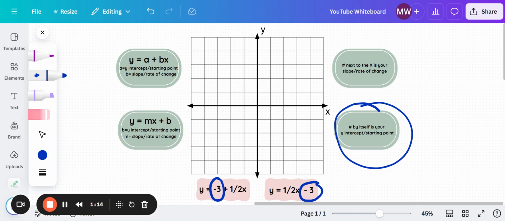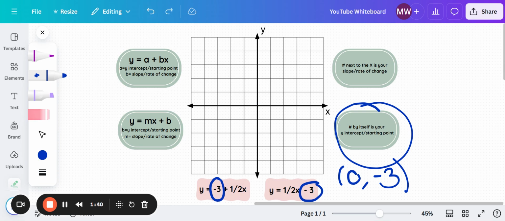Remember, our y-intercept can be written as a coordinate pair, a point. 0 always comes first, and then our starting point is the second number. That tells us where to go on the y-axis. So we start at the origin right here. That is 0, 0. So we don't go left or right. Our x is 0. We stay there.